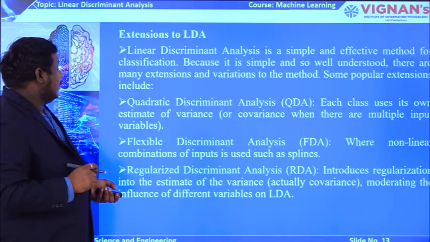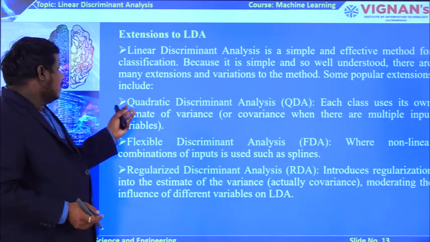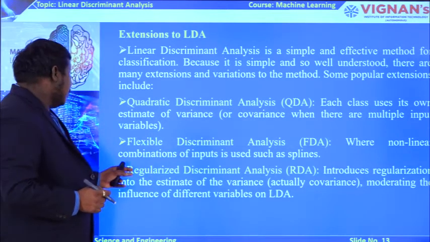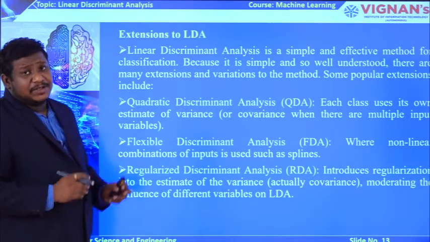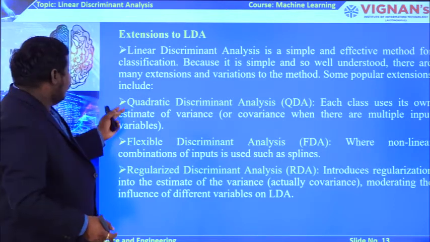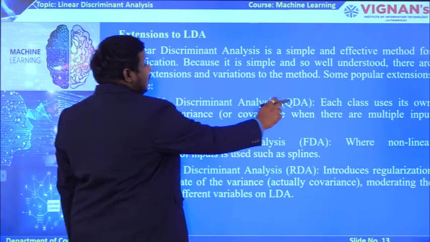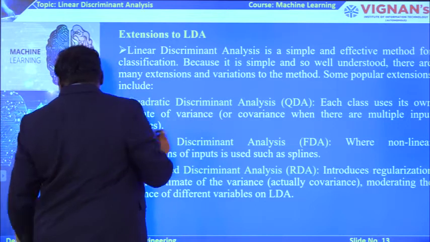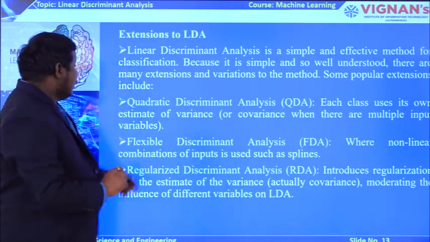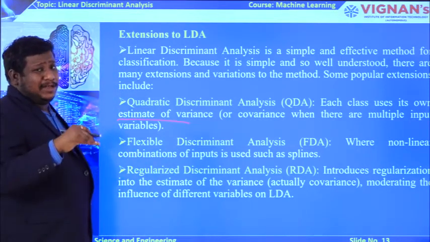So, extensions to LDA. There are some extensions available to the LDA model. Some of those are quadratic discriminant analysis, flexible discriminant analysis, and regularized discriminant analysis. These three are further developments of the basic LDA model. In QDA, quadratic discriminant analysis, each class uses its own estimate of variance. That is the main thing here. It is going to estimate its own variance for every class.